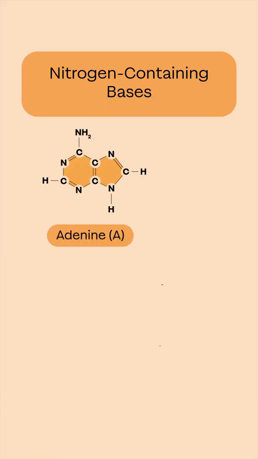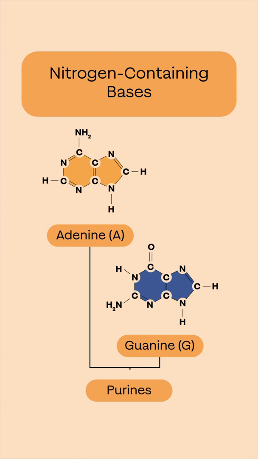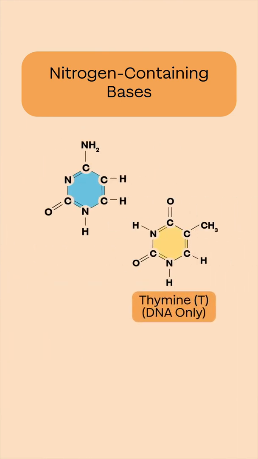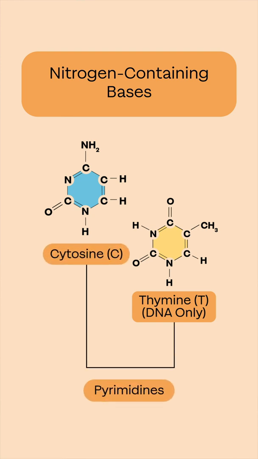Deoxyribonucleic acid, or DNA, is composed of 4 different nitrogen-containing bases: adenine, guanine, thymine, and cytosine. 2 of the bases, adenine and guanine, are purines, meaning they contain a double ring. The other 2, thymine and cytosine, have a single ring and are known as pyrimidines.